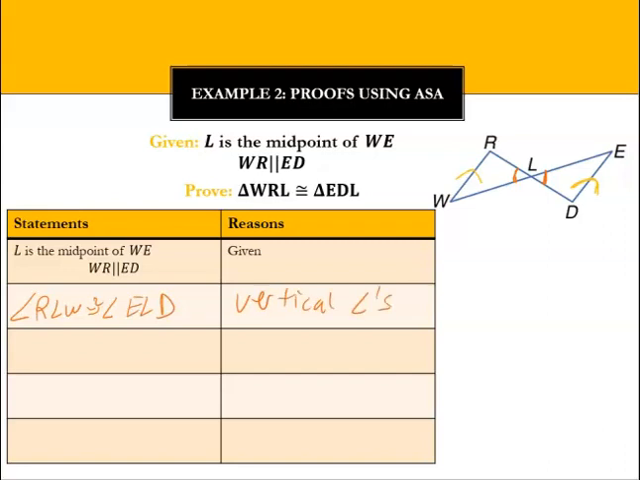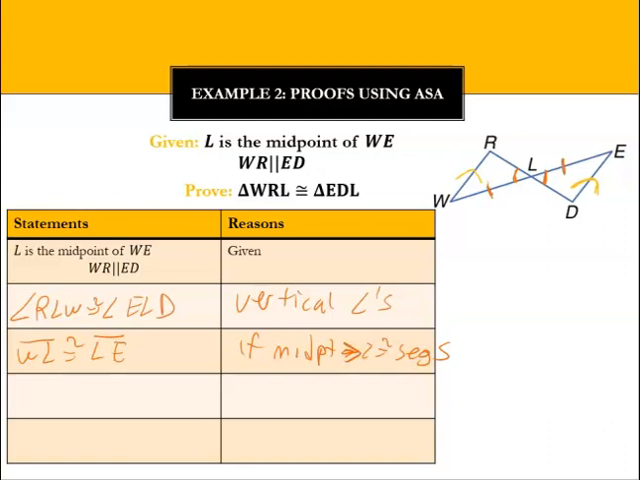Okay. And then the other thing is that we have this midpoint. L is the midpoint of WE. So I'm going to say that WL is congruent to LE. If midpoint, then 2 congruent segments.